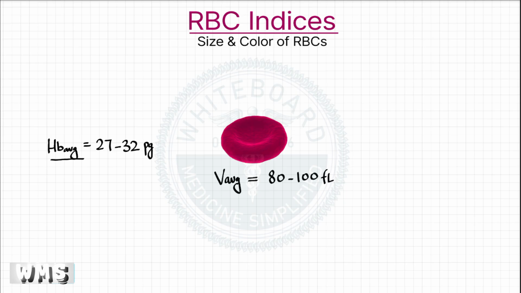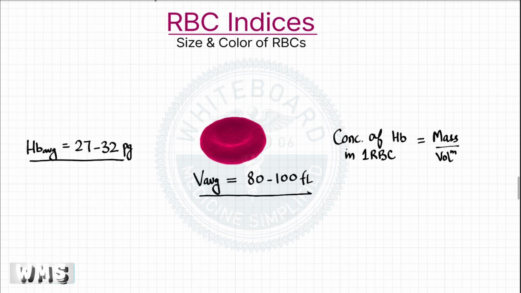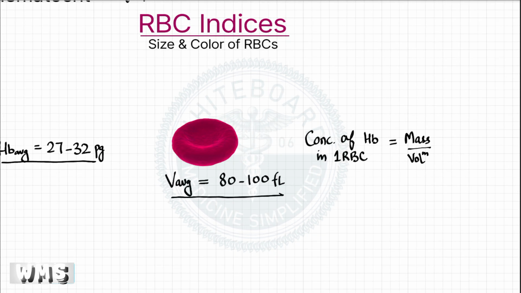Now we have the mass of hemoglobin in one RBC and we also have the volume of that RBC. Now we can calculate the concentration of hemoglobin in one RBC. As we all know, concentration is mass upon volume. So let's use simple numbers to understand this. Imagine the mass is 30 picogram and the volume of the RBC is 90 femtoliter. So the concentration of hemoglobin in one RBC comes out to be 33.